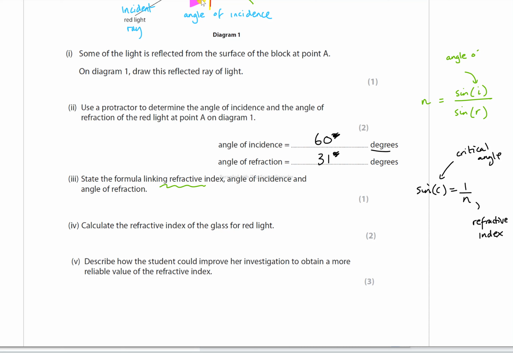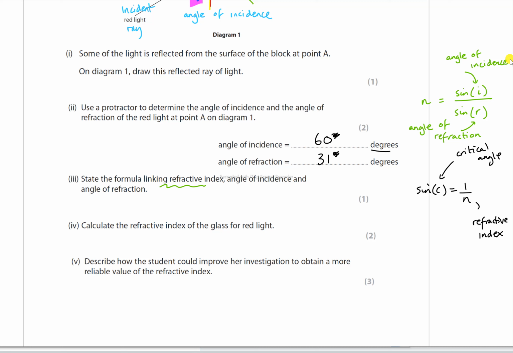Angle of incidence, and this is the refractive angle of. So let me write it out for you. Just making stuff up as I'm going on. Angle of refraction. There you go.